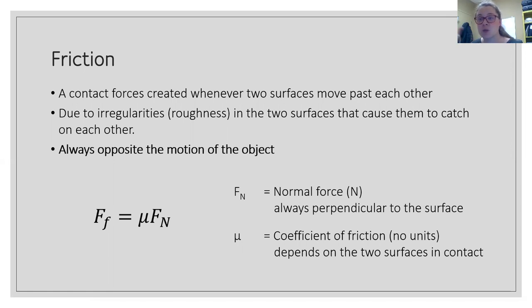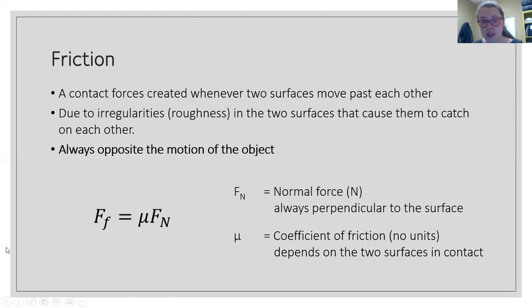So for that reason, you're going to want to diagram your scenario, and you're going to want to probably label the direction the object is moving or the direction you would expect it to move. You'll understand why I'm saying expecting it to move, to determine where to put your force of friction arrow or your vector.